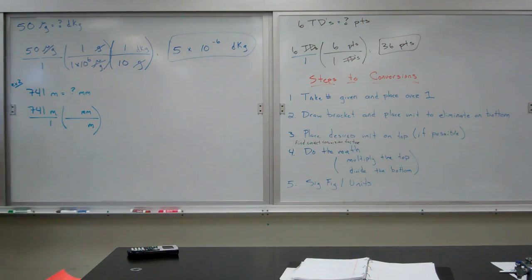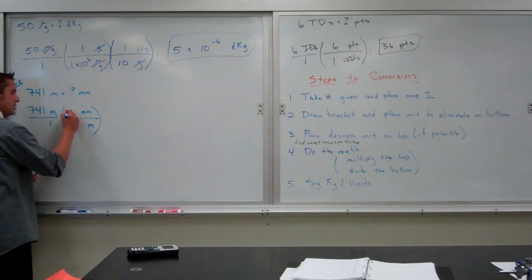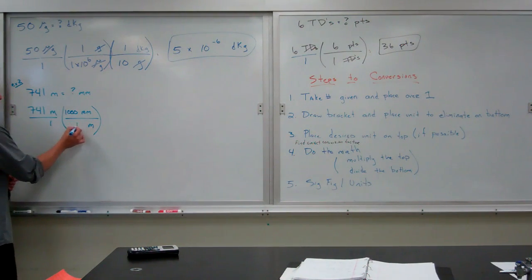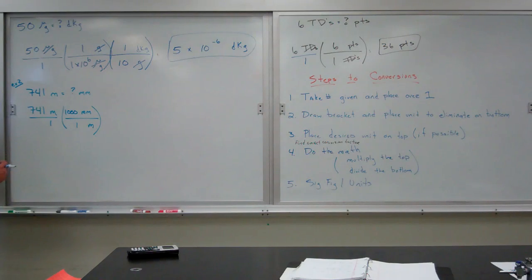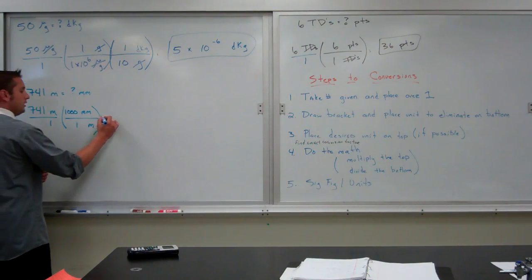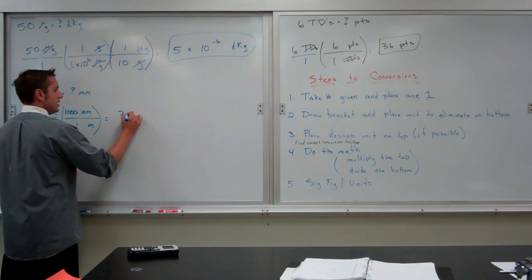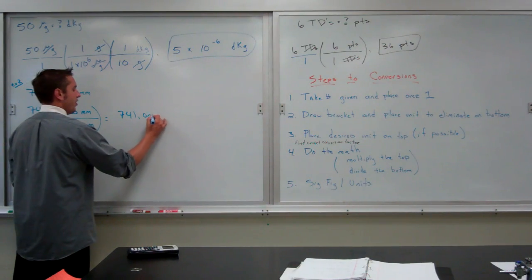That means we are allowed to do this in one step. If we look back to that sheet, sure enough, what you'll see is the number next to milli is 1,000. The number next to meter is 1. Now we just have to do our math, so we'll take 741 times 1,000 divided by 1 divided by 1, which will be 741,000.